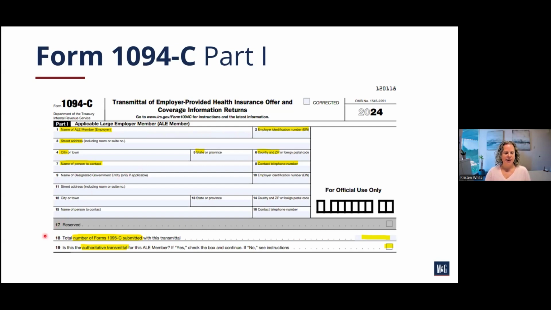The bottom here, 18, is just the count of the forms. Your system should derive that. This 19, authoritative transmittal. So big words the IRS throws in here. This is going to be yes for almost all of us. The only reason you put no is if for some reason you want to file multiple different reports, maybe for different groups. But for most of us, we're just going to have the one.